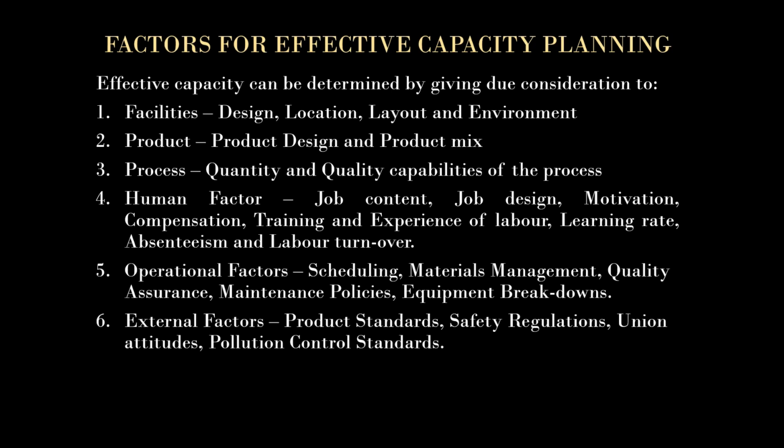Then operational factors: scheduling, materials management, quality assurance, maintenance policies, whether we are following breakdown maintenance or preventive maintenance or a combination, or what type of policies we have, and the equipment breakdown rates. So these are operational factors to be considered while carrying out capacity planning. And the other factors are external factors, which are product standards, safety regulations, union attitudes, and pollution control standards.